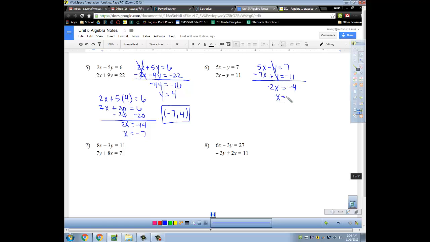So x equals 2. Pick whichever equation you want to plug it into. I'm just going to pick the first one. So 5 times my 2 minus y equals 7. 10 minus y equals 7. Subtract 10 to get negative y equals negative 3. So y equals 3. So your solution is 2, 3.